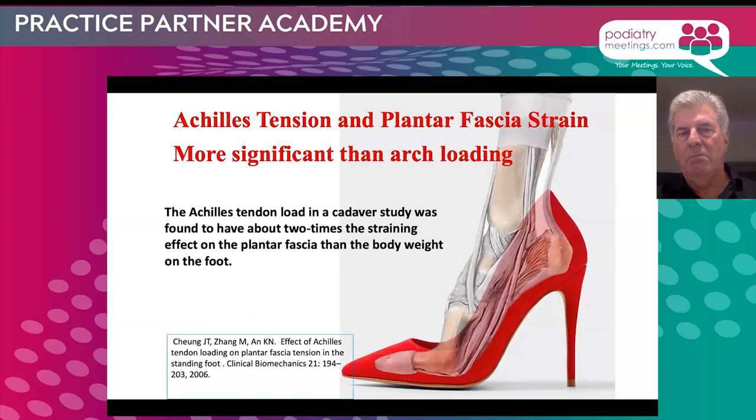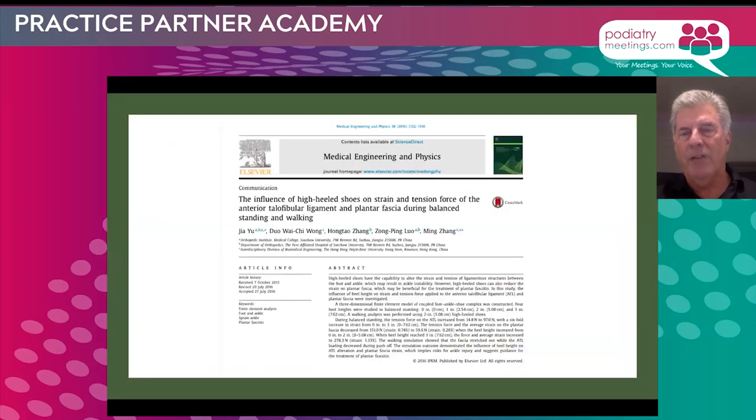Back to heel elevation, not to downplay the role of the Achilles, because we do know that when we elevate the foot inside of a high heel shoe, it does decrease strain on the plantar fascia. And this study, at least a cadaver study, showed it decreased strain twofold. This was a computerized study, again verifying that moving up to a 2-inch heel shoe significantly decreased loading of the plantar fascia. But this is elevating the heel of the footwear, not putting a heel lift in the shoe.